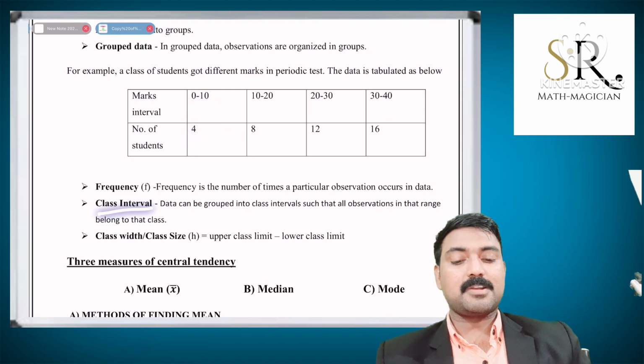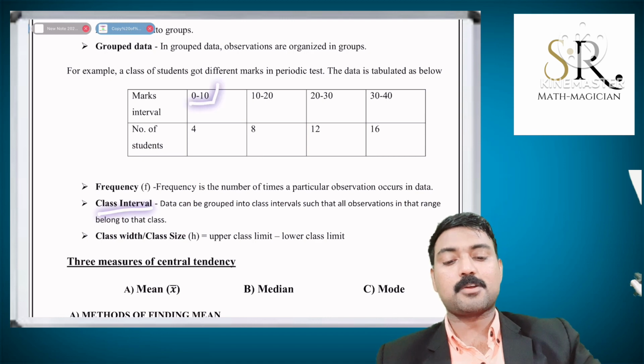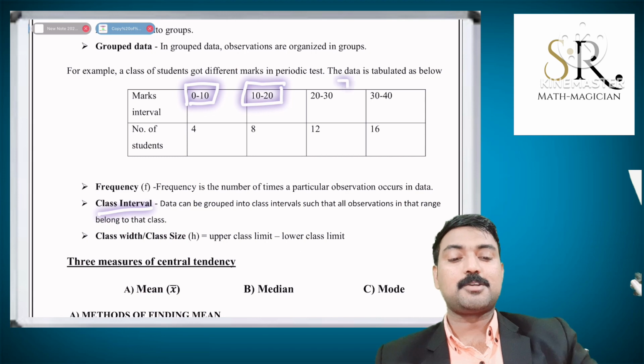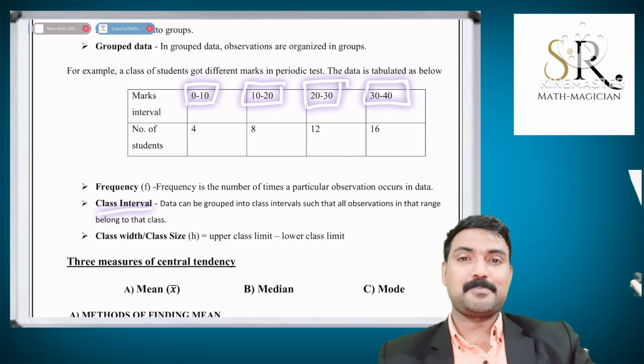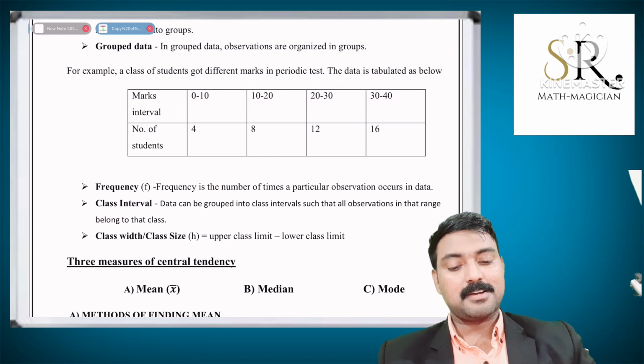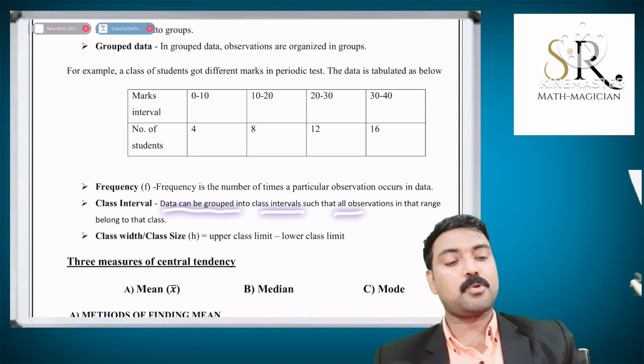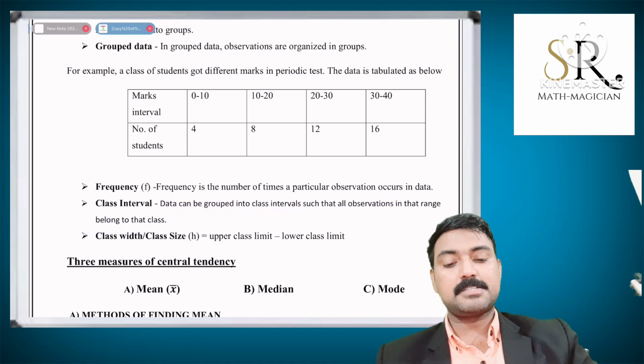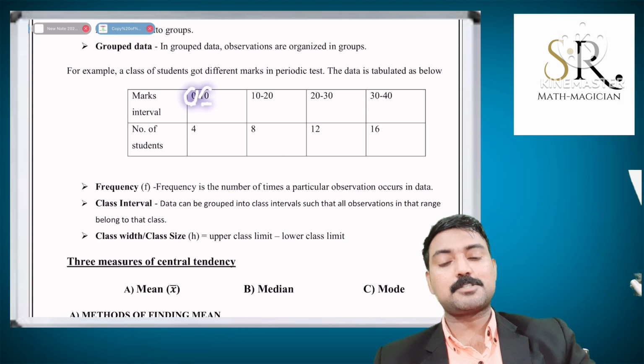Now what is class interval? Already we discussed this group 0 to 10 is known as a class. 10 to 20 is the second class, 20 to 30 is the third class, and 30 to 40 is the fourth class. This is known as class interval. Class interval means data can be grouped into class intervals such that all observations in that range belong to the class, in between two limits, 0 to 10. 0 is known as the lower limit, 10 is known as the upper limit.